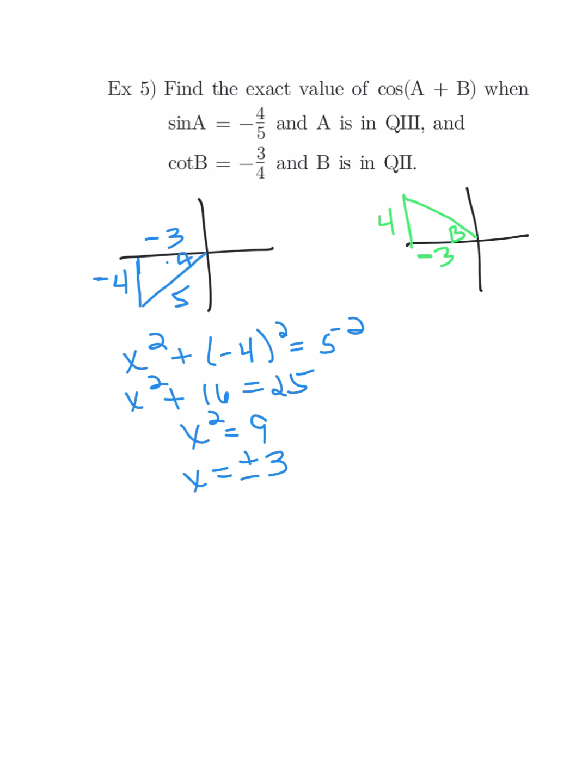Now, if you'll notice, with an x value and a y value of 3 and 4, that's exactly what we had on the other triangle. So that means that the hypotenuse, the r value, has to be 5 on this triangle as well. Now we know what kind of signs we have to worry about. The cosine formula is cosine A, cosine B. Because that was addition, we do minus, do the opposite, sine A, sine B.